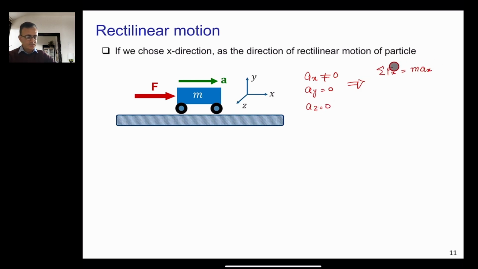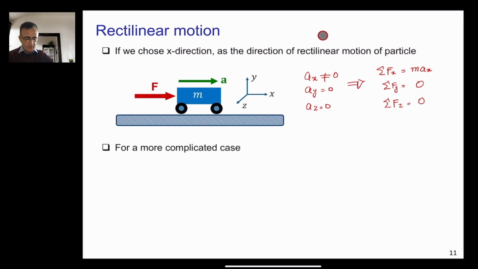So this is the Newton's second law in X direction now, that summation of all the forces in X direction equal to MAX, which is the acceleration in X direction here. And summation of all the forces in Y direction is equal to 0, because the acceleration in Y direction is 0. And similarly, the acceleration in Z direction is 0. So summation of all the forces in Z direction is again equal to 0 here.